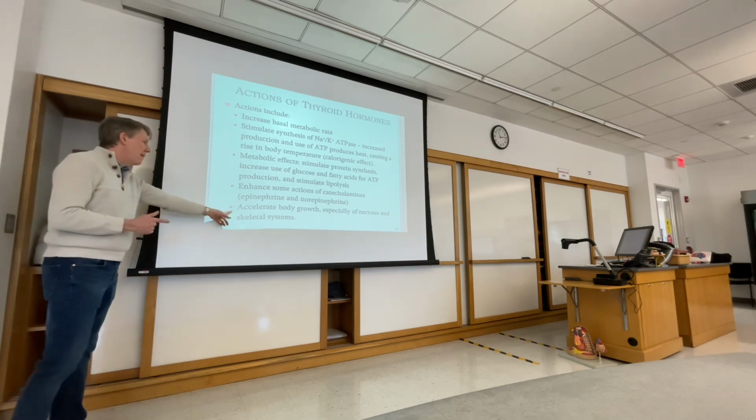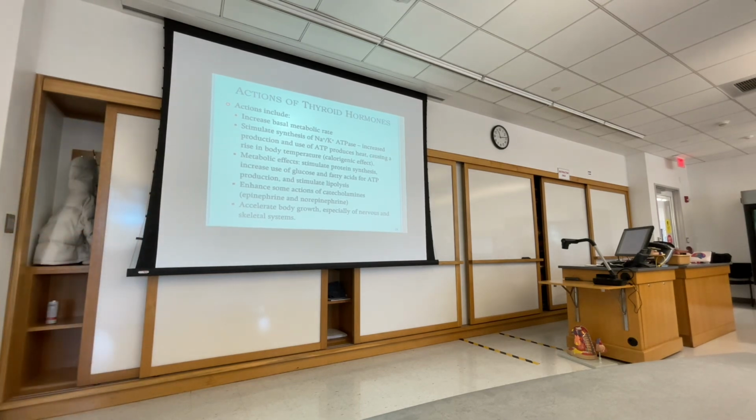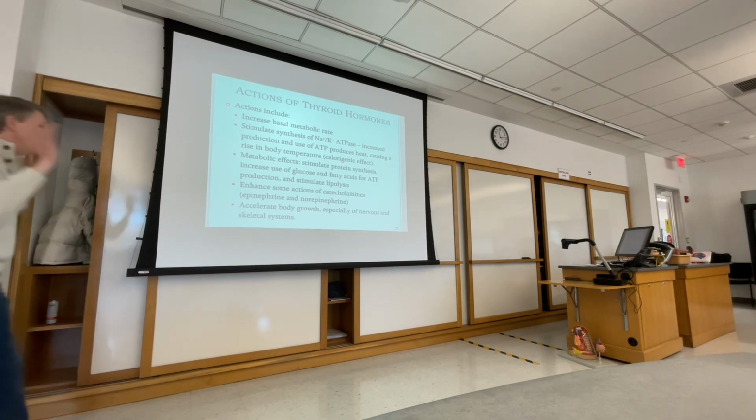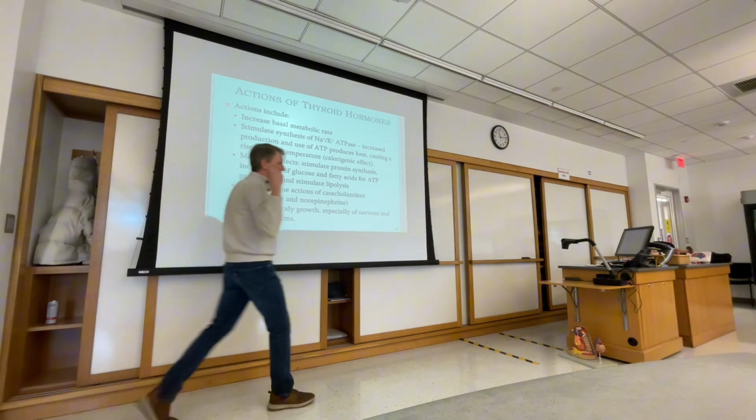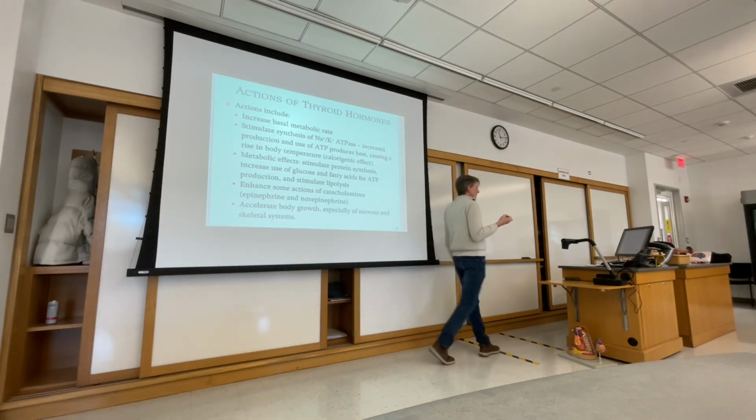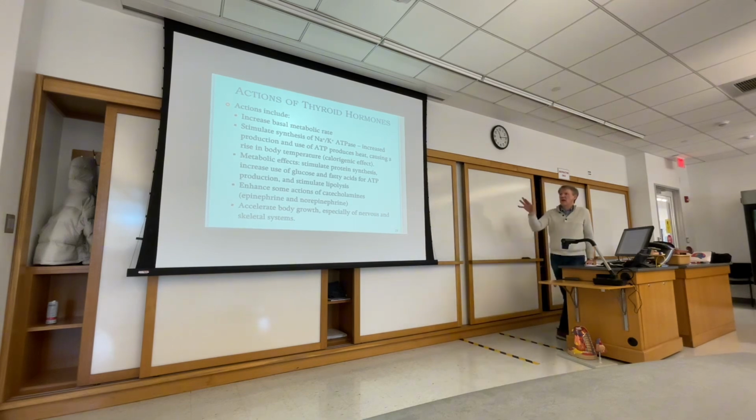Accelerate body growth, especially of the nervous and the skeletal system. So when you're a fetus or an embryo, anyone remember when they were a fetus or an embryo? All right, me neither. But anyway, when you're a fetus or an embryo, your nervous system is developing, right? And in order for it to develop properly, you got to have normal levels of T3 and T4. It's really critical that during development, your T3 and T4 levels are normal, just so your nervous system develops properly.